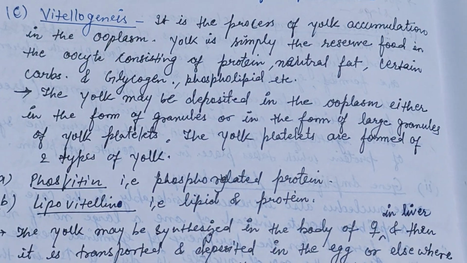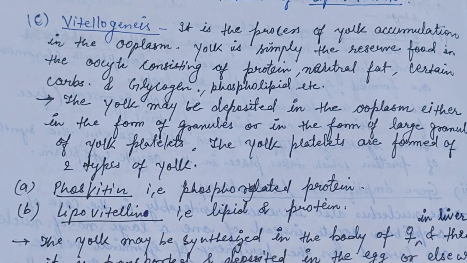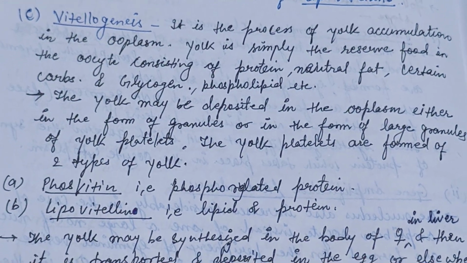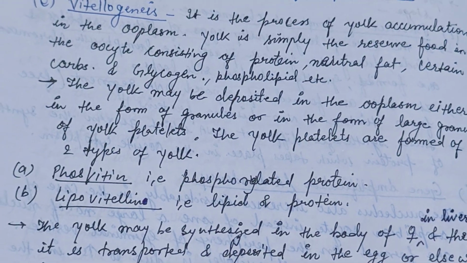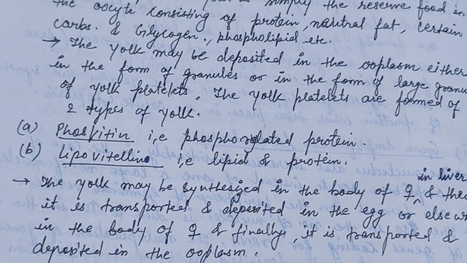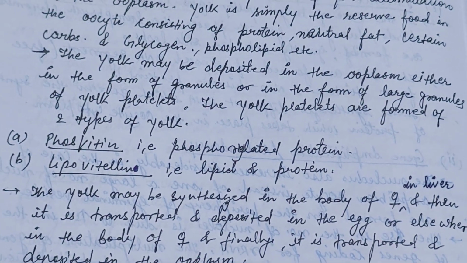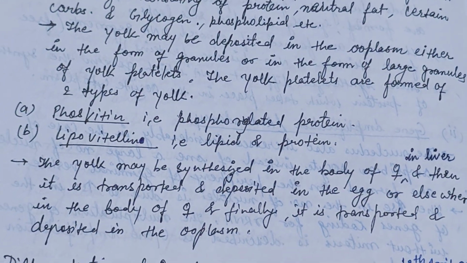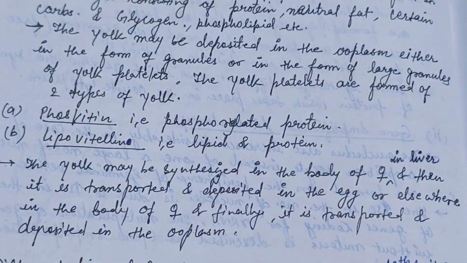Vitellogenesis is a process of yolk accumulation in the ooplasm, and yolk is simply the reserve food in the oocyte consisting of protein, neutral fat, certain carbohydrates, glycogen, phospholipid, etc. The yolk may be deposited in the ooplasm either in the form of granules or in the form of large granules called yolk platelets. The yolk platelets are formed of two types of yolk, that is phosphovitin and lipovitellin.